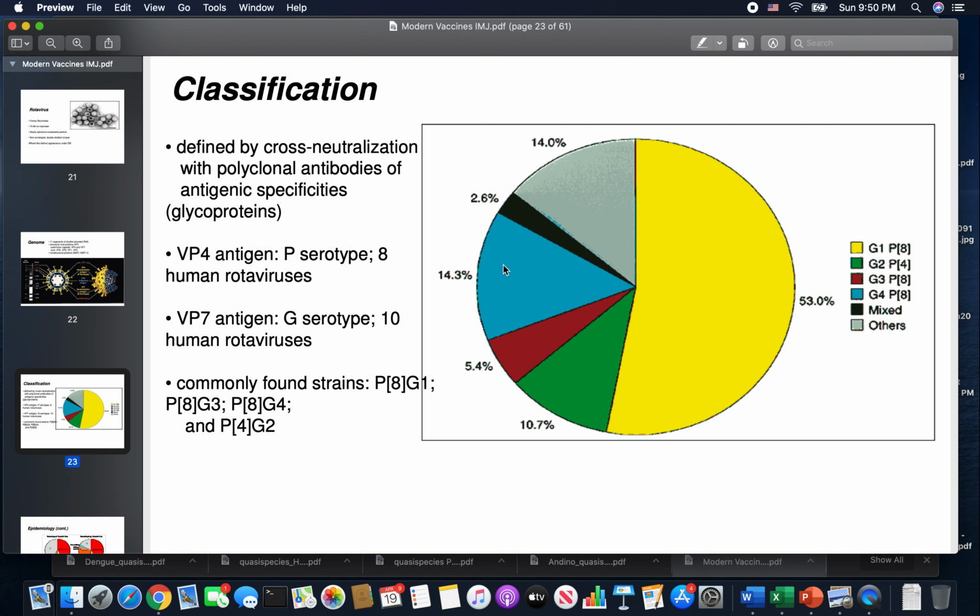G2 and G4 are fairly big. A few people have a mix between more than one of these. And there are a bunch of other strains, but they're each very minor. And so if you could knock out the G1, or maybe the G1 and the G2 and the G4, you could have yourself a very, very good vaccine, and it would help a lot of people, because this is a very bad disease.